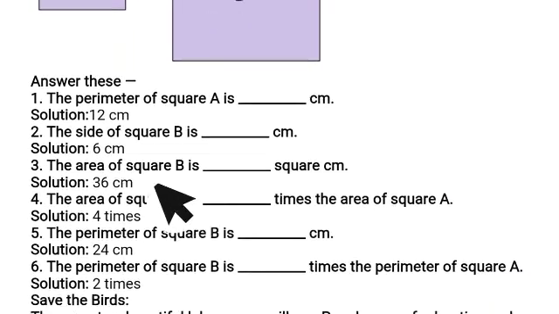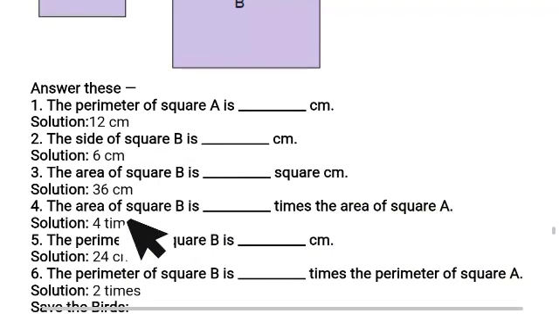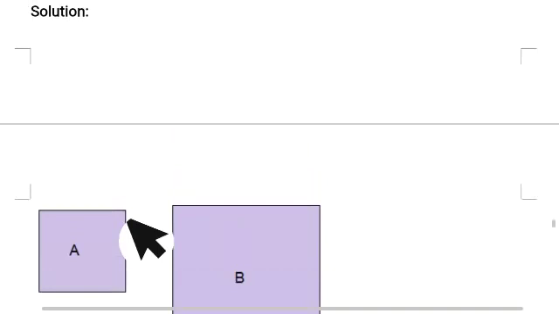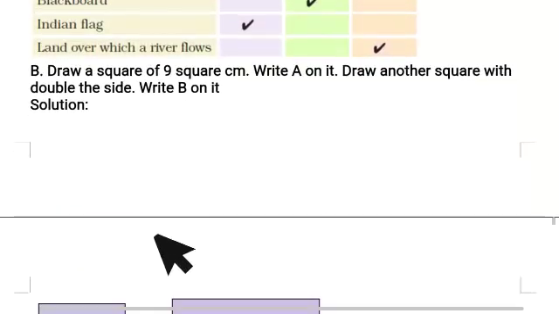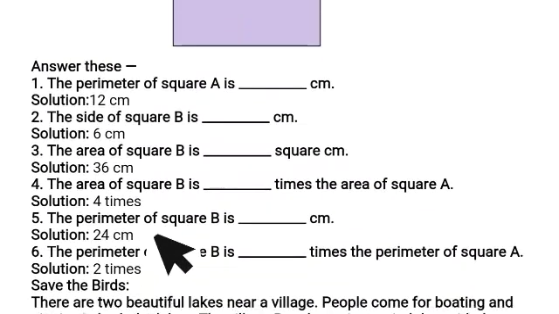And what will be the area of square B? The area of a square means side multiplied by side, 6 multiply 6, so it will be 36 square centimeter. The area of square B is dash times the area of square A. Four times, because what is the area of square A? The area of square A is 9 square centimeter, and 9 fours are 36, so that's why the area of square B is 4 times the area of square A.